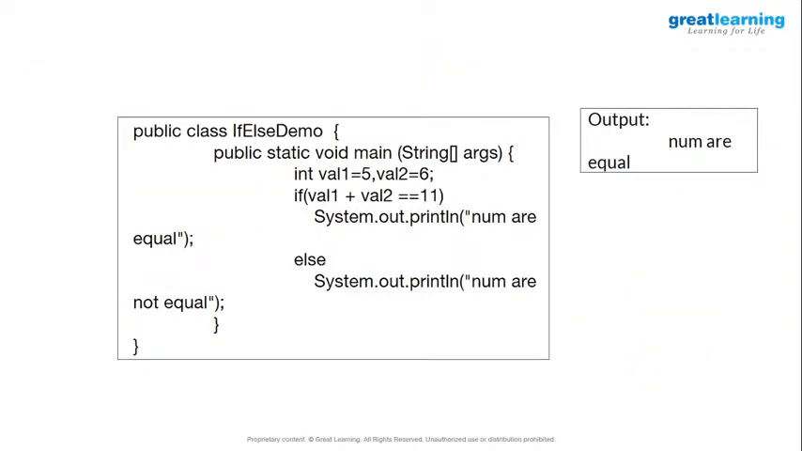Basically, we have a class. We will cover what a class is and what this public static void means, a little bit of brief about everything. In the main function or method, we have int value1 equal to 5 and value2 equal to 6. Then we check if value1 plus value2 is equal to 11. The condition we are checking is whether the values sum to 11. If yes, then we print the numbers are equal. Else, we print the numbers are not equal.